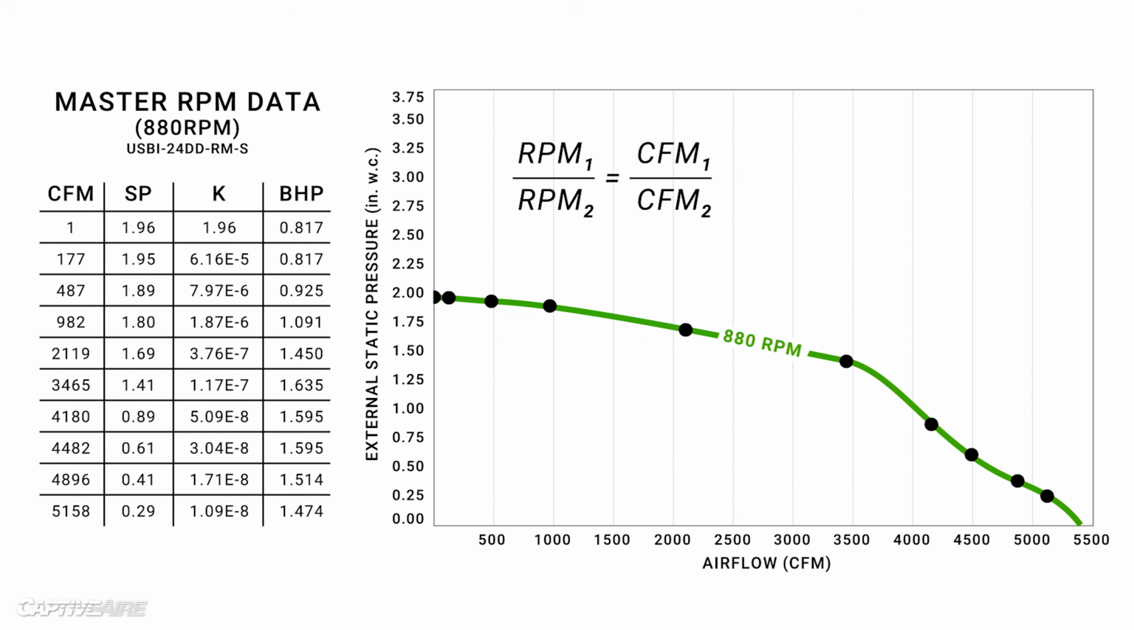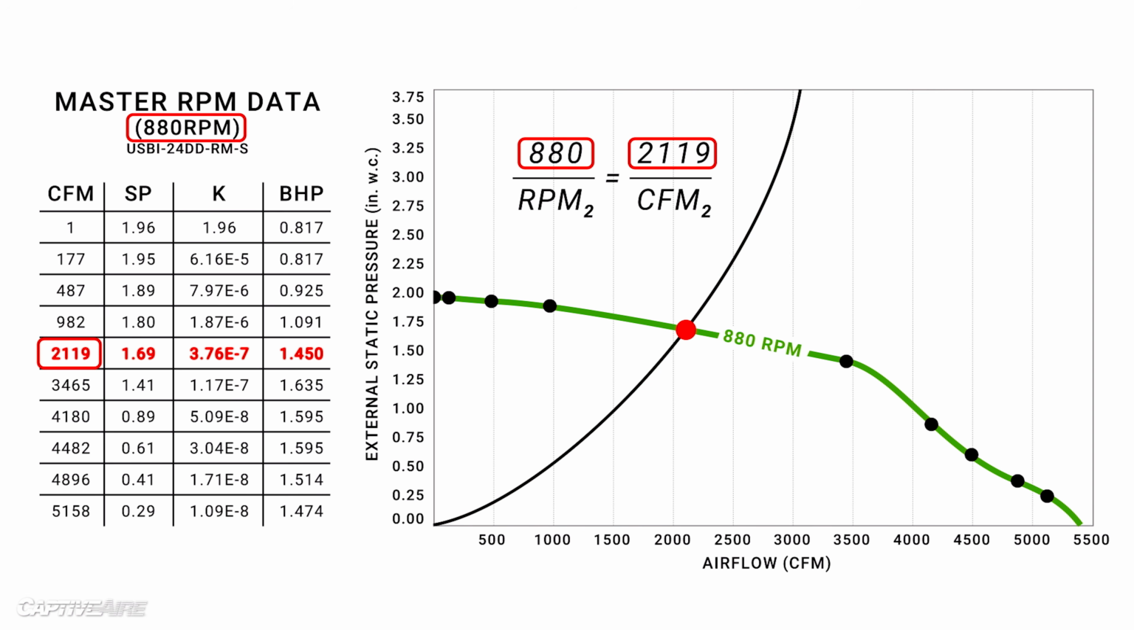Say we wanted to plot 1200 RPM. We'll start by using the same data point as before. All we need to do is plug in the known RPM and CFM values for this point, and 1200 RPM for what will be point 2. Then we solve for CFM2, and we get 2900 CFM.